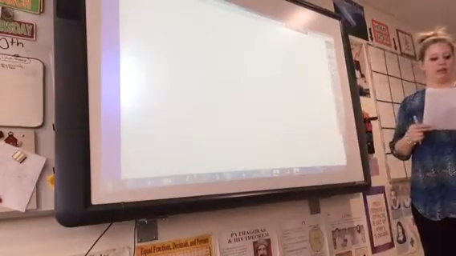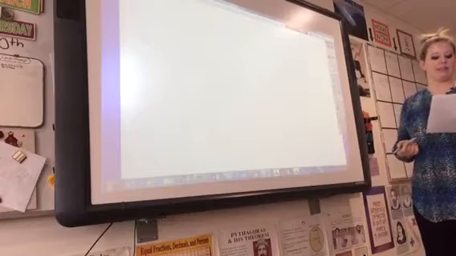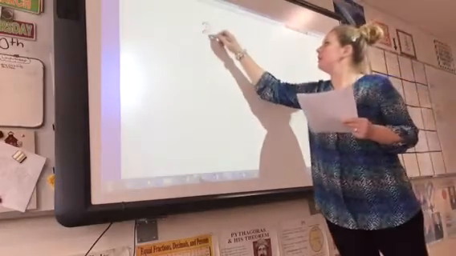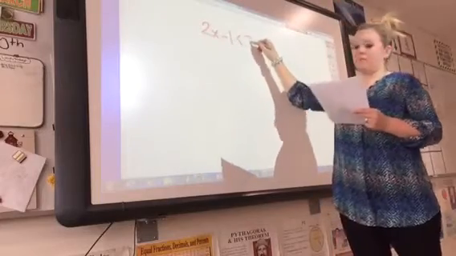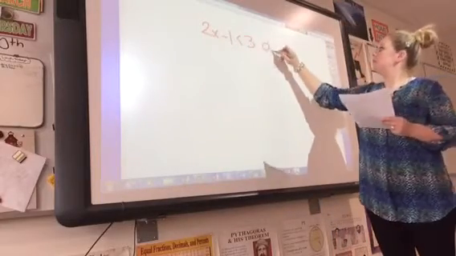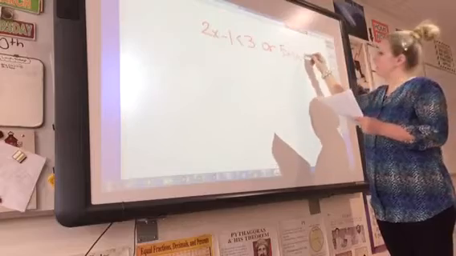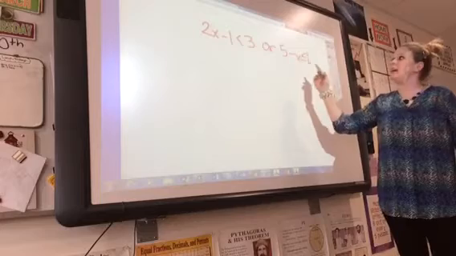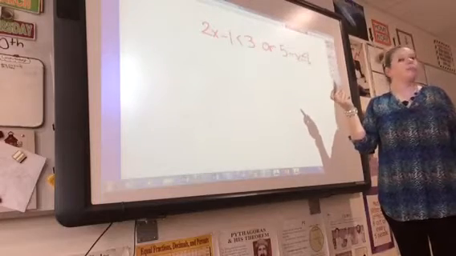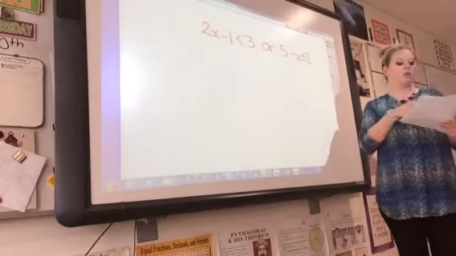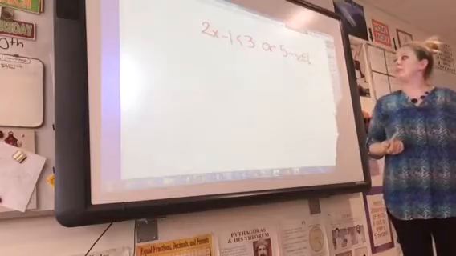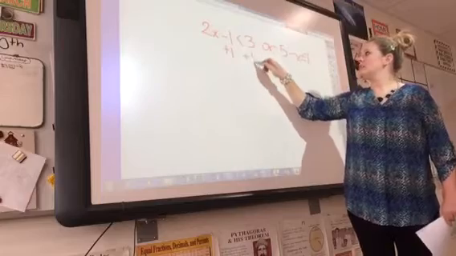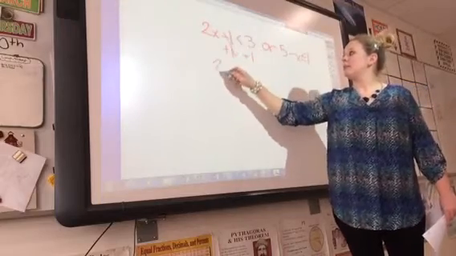Number 2, we have which value of x is not a solution to 2x minus 1 is less than 3, or 5 minus x is less than or equal to 1. Okay, so for this one I would suggest just solving them first, and then you could figure out which one doesn't apply. So if we're going to solve these, we just solve them separately. Or inequalities, you just solve each one separately.